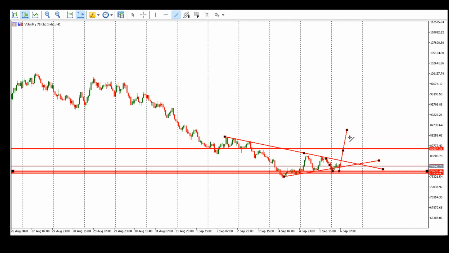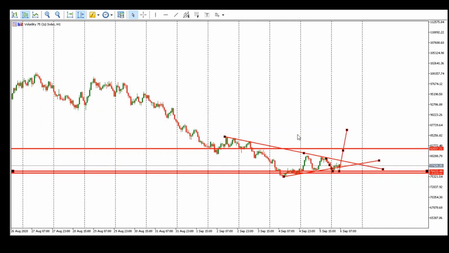So what you need is to be patient. You need to wait for them to come and retest this level. If they come to retest this level and you find that there is a rejection, you need to see a confirmation candle for you to enter the market to buy. Then you know that they continue to push up. That is what we do.